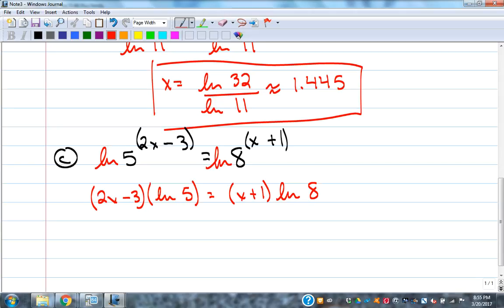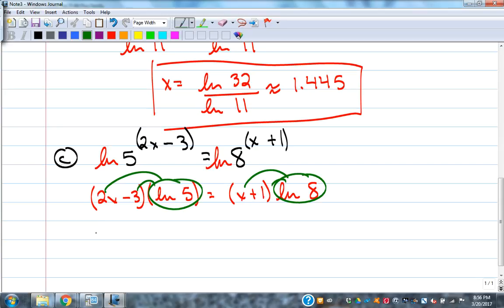Like if this was just a number 4, I could do distributive property, right? I can still do that with a natural log. Even though it's ugly, it's just a number. So that's what I'm going to need to do both sides. I'm going to distribute natural log of 5 into the 2x minus 3. Seems like a long way about it, but that's how we got to get there. We're going to distribute this to both of them.